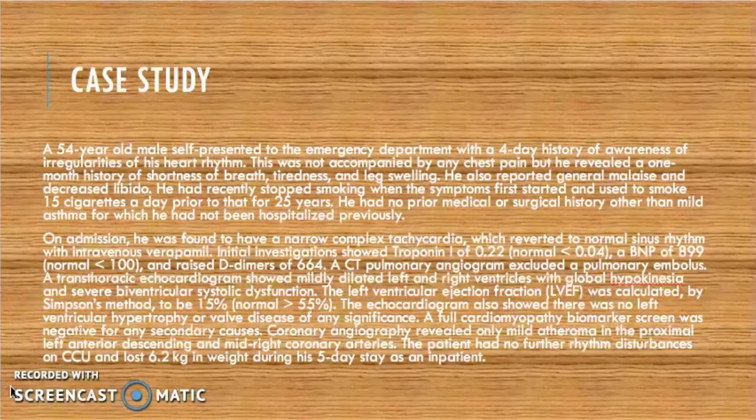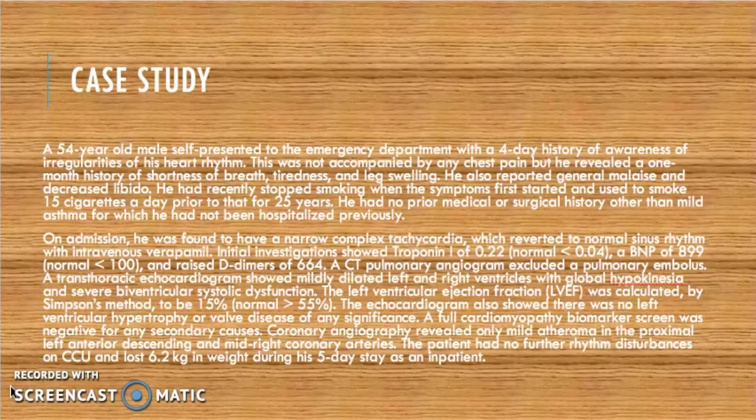A transthoracic echocardiogram showed mildly dilated left and right ventricles with global hypokinesia and severe biventricular systolic dysfunction. The left ventricular ejection fraction was calculated by Simpson's method to be 15%. The echocardiogram also showed that there was no left ventricular hypertrophy or valve disease of any significance. A full cardiomyopathy biomarker screen was negative for any secondary causes. Coronary angiography revealed only mild atheroma in the proximal left anterior descending and mid-right coronary arteries.